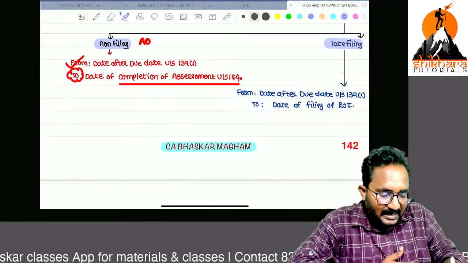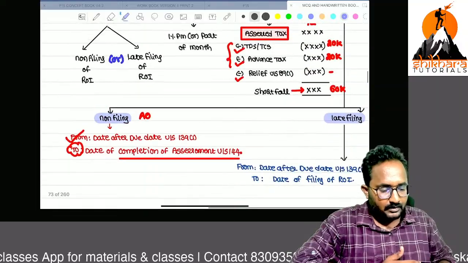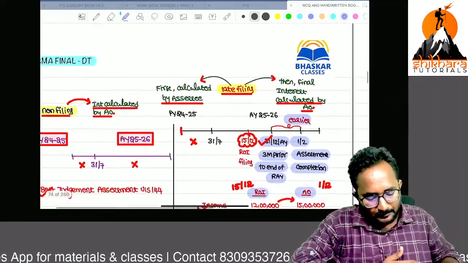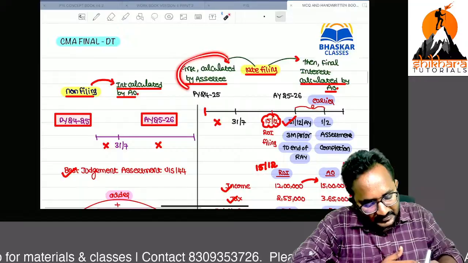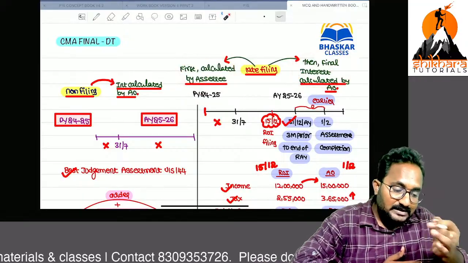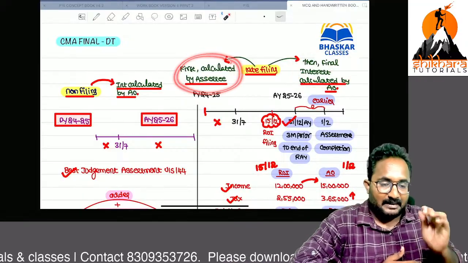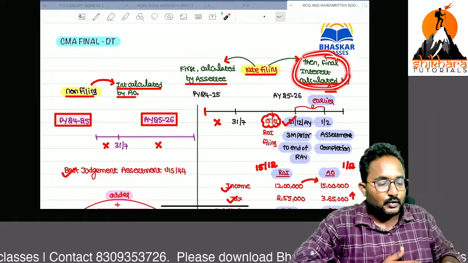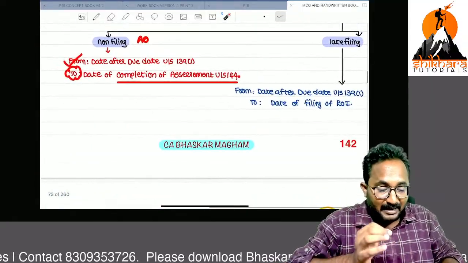In case of late filing, remember, who can compute that interest? First the assessee, then AO. In both the cases, at the time of computed by the assessee also, at the time of computed by AO also, period remains same.